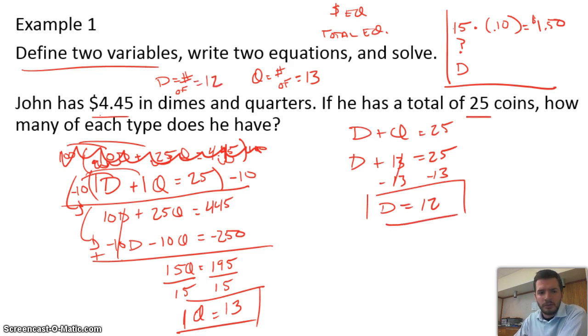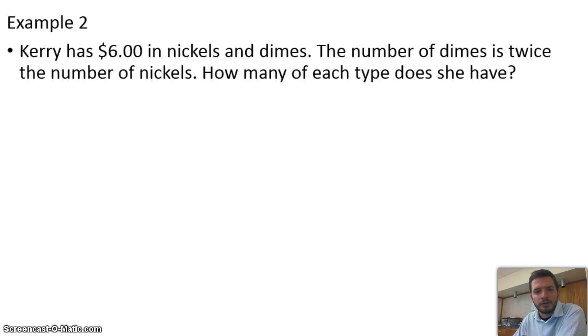Let's do another one. Same type of problem, just another coin problem right here. In this case, we're going to be using nickels and dimes. So again, I'm going to write N equals the number of nickels, and D equals the number of dimes. Remember guys, we need a money equation and a total equation. So it says Carrie has $6 in nickels and dimes. The number of dimes is twice the number of nickels.